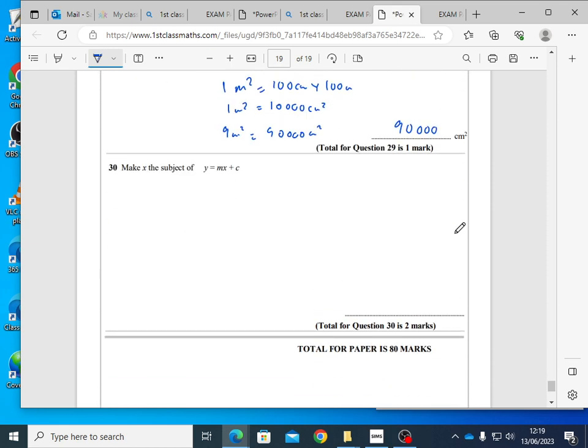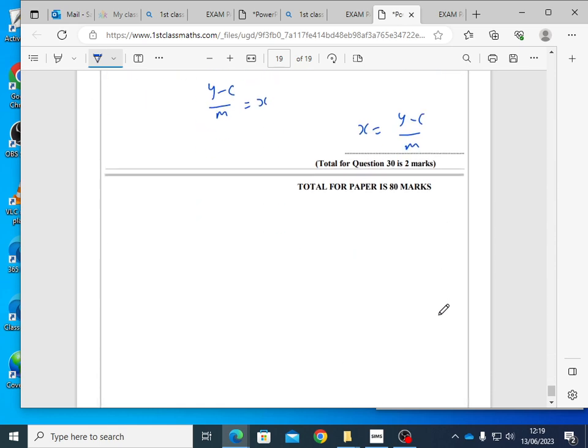Next one, make x the subject. First of all, take c to the other side, so you get y minus c equals mx. And then divide it by m. So y minus c divided by m equals x. So you have made x the subject now. Before it was y the subject. And that's it. Job done.